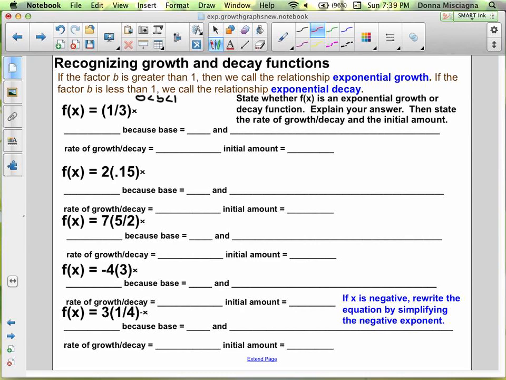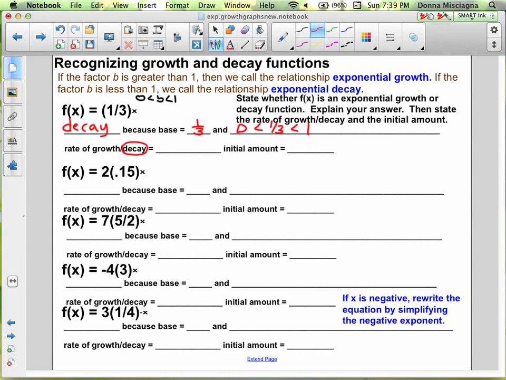All right, so let's look at our first one. And actually, while we're going through these, you think in your head whether it's growth or decay. All right, we'll practice. All right, so the first one is decay. If you thought decay, you were correct. That's because our base is equal to 1/3, and 1/3 is between 0 and 1. So this would be rate of decay.